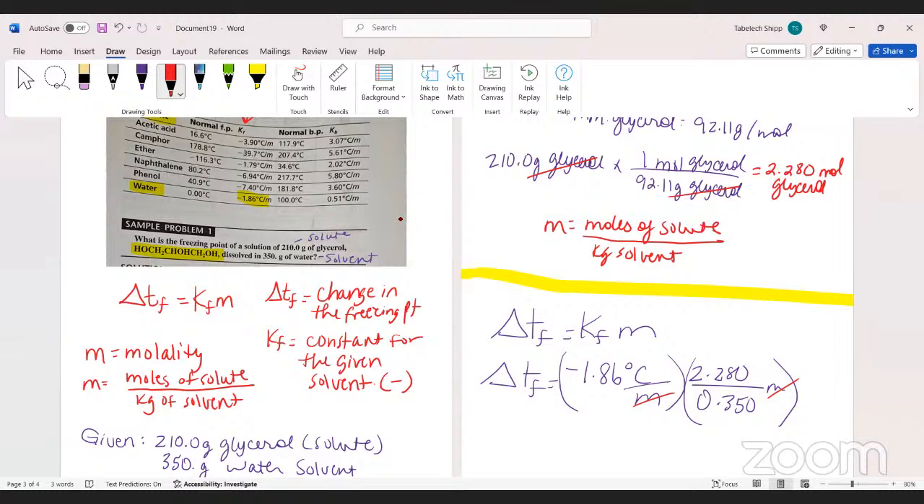I'm going to plug that into my calculator now. So I'm going to say negative 1.86 times 2.280 divided by 0.350. And we only need 3 of those numbers. So our answer here for delta TF is negative 12.1 degrees Celsius. And that is our answer for that particular problem.